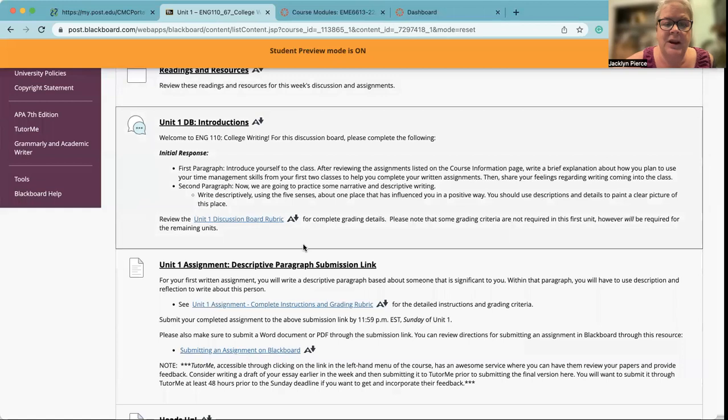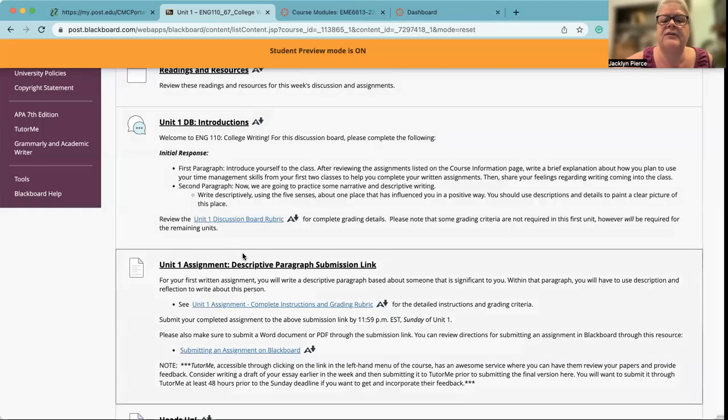For your second paragraph, we are going to practice some narrative and descriptive writing. Write descriptively using 5 sentences about one place that has influenced you in a positive way. You should use descriptions and details to paint a clear picture of this place. So 2 full paragraphs are your own, that's your post.